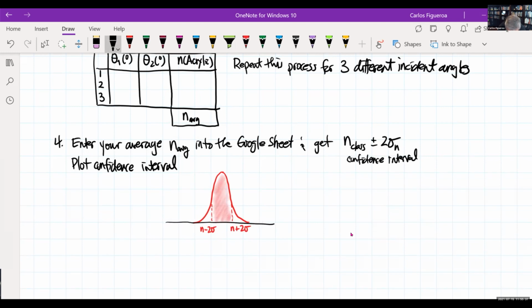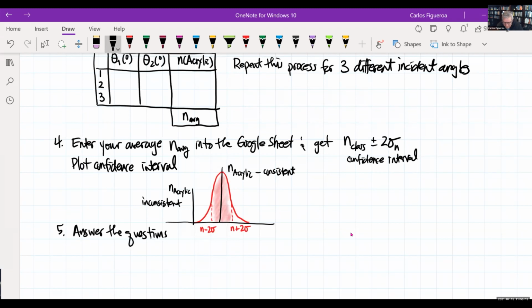The question is this. If n of acrylic lands here, if this is n of acrylic over here, then we know that this is inconsistent with measurements. If it lands here, then we say it's consistent. Tell me whether it's consistent or not. Answer the questions.